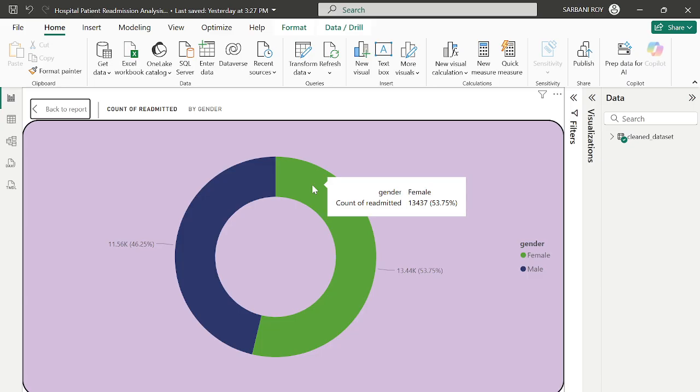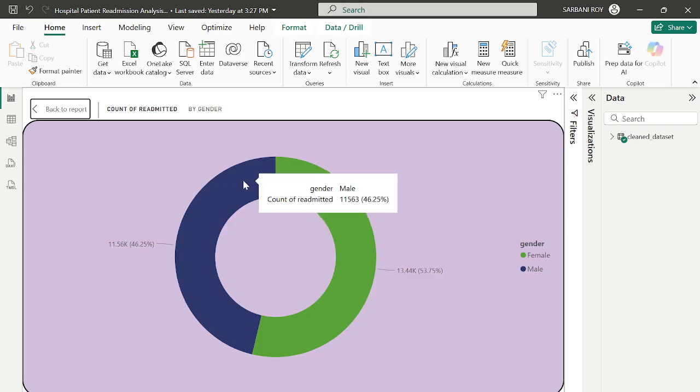Next, to summarize this chart, 13,437 female patients, that is 53.75%, were readmitted, and 11,563, that is 46.25% of the patients, were male, making up a slightly lower proportion of the readmission. This chart helps us to identify the gender based patterns and supports better healthcare planning.